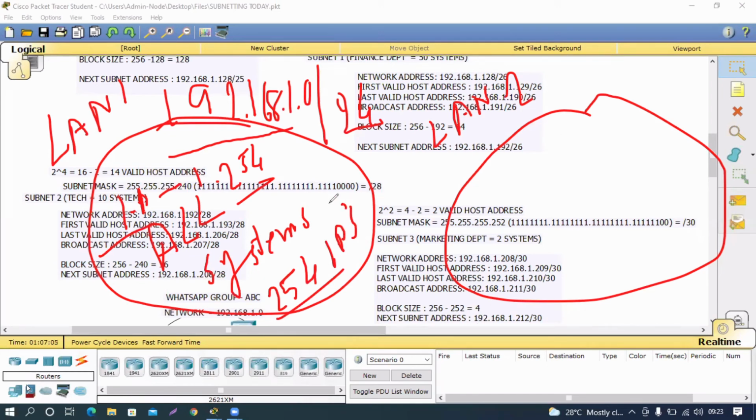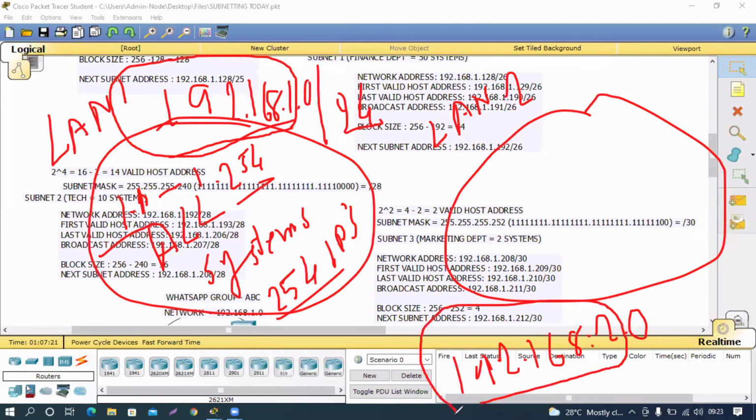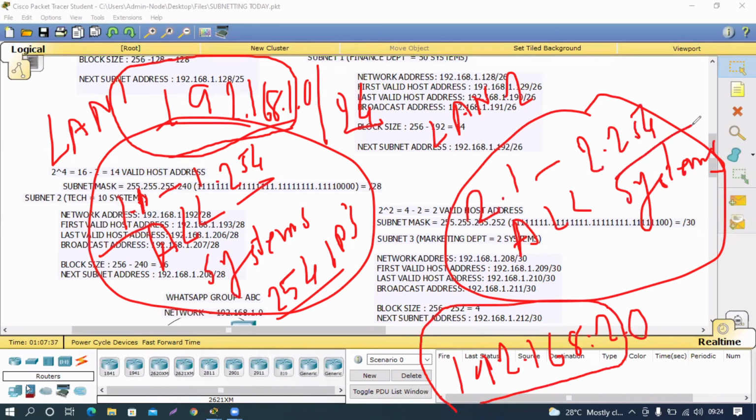Similarly, your LAN number 2 will be different, right? It will be 192.168.2.0, because 1 is already used over here. So your network ID will be changed. It becomes 2. And all systems in this network will get their IP address from 2.1 to 2.254. That is your total 254 systems. Getting your point?